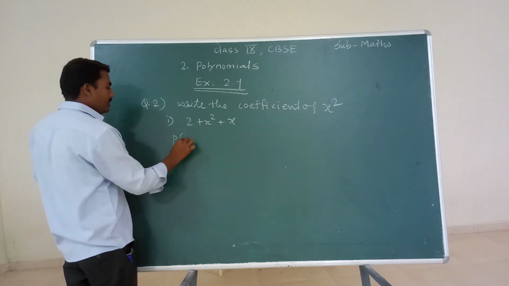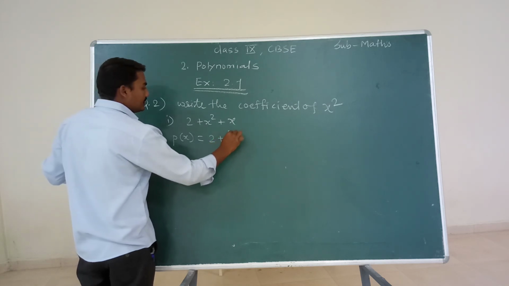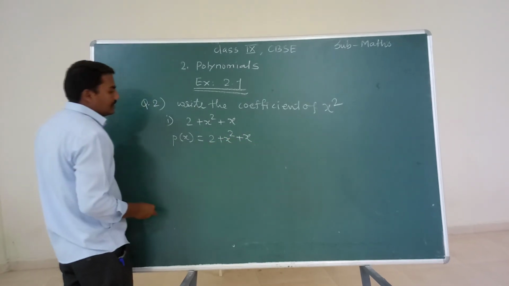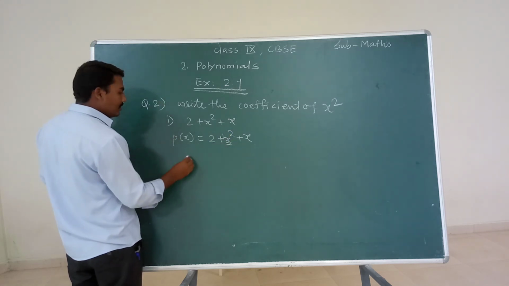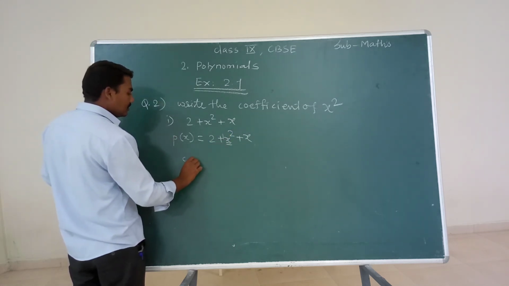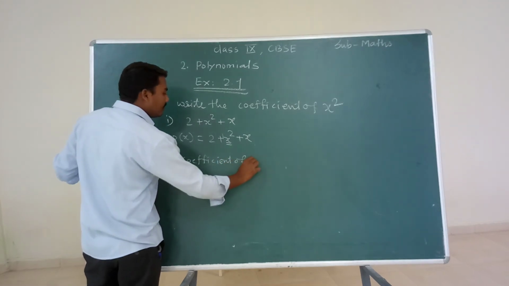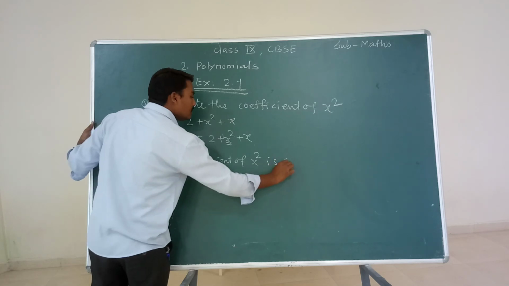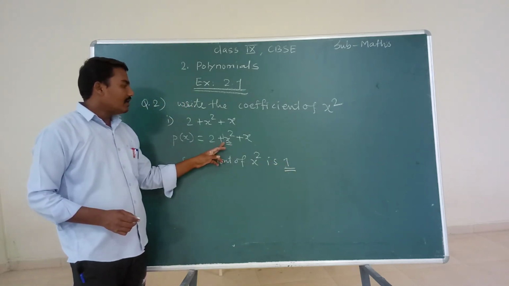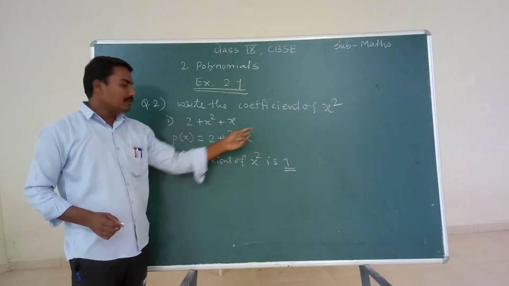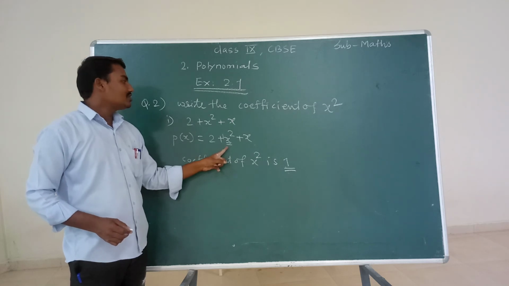Now it is a polynomial, so I write p of x is equal to 2 plus x square plus x, and the coefficient of x square, where nothing is written, is 1. So the coefficient of x square is 1. Okay, they have only asked the coefficient of x square. The coefficient of x is also 1, but you have been asked for x square.